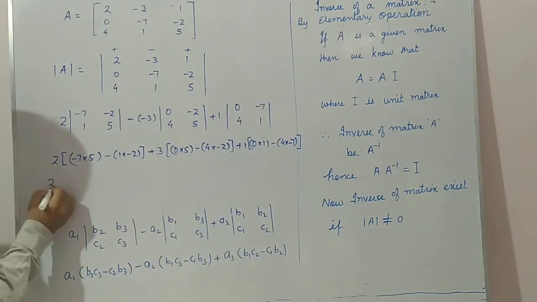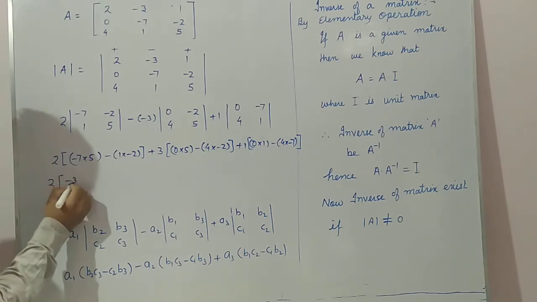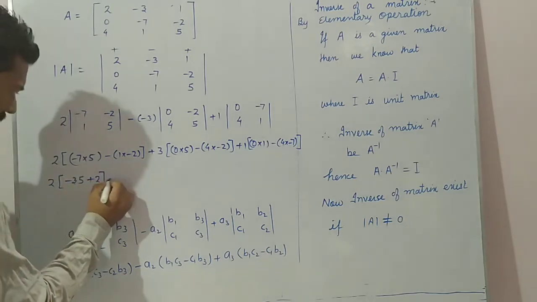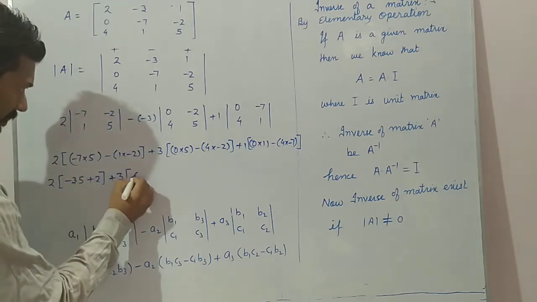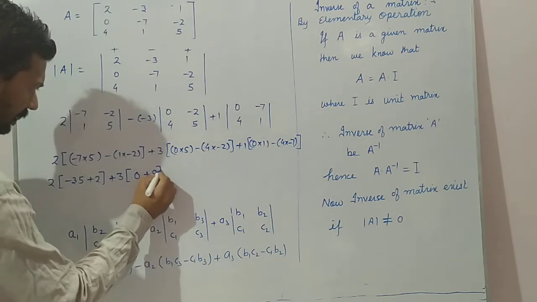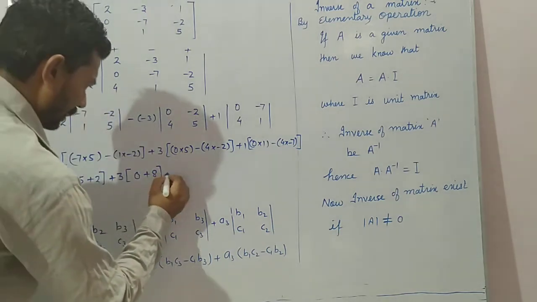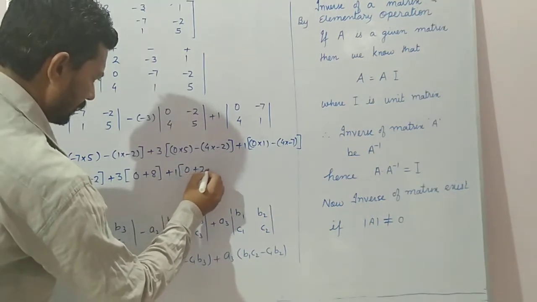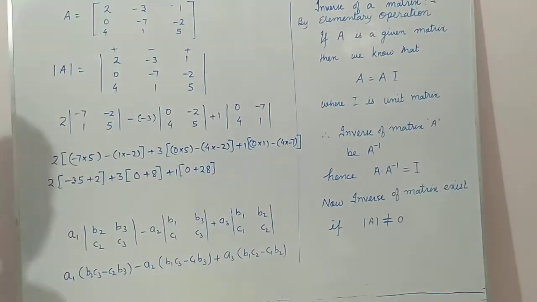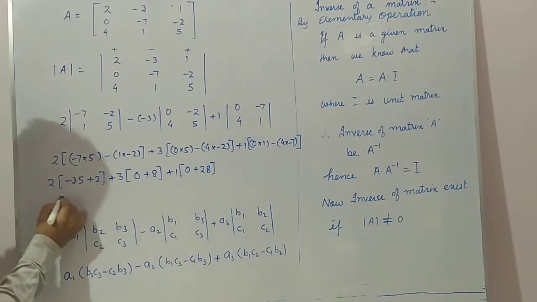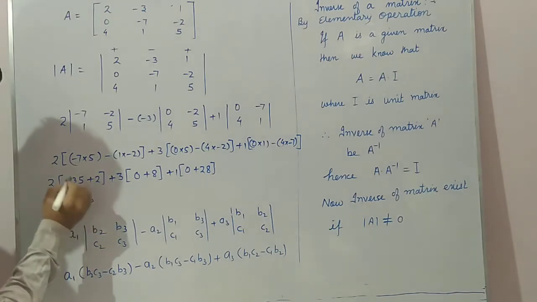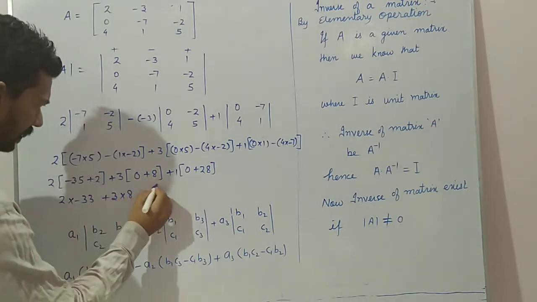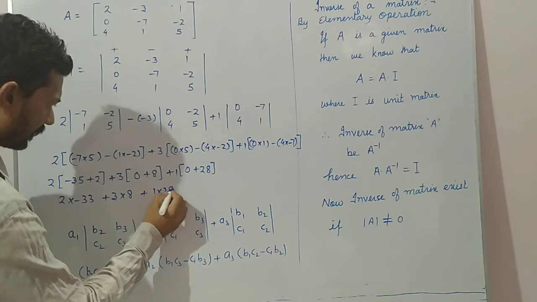So this is 2 minus 35 plus 2 plus 3, this is 0 minus minus plus 8 plus 1 into, this is 0 plus 28. So 2 into minus 33 plus 3 into 8 plus 1 into 28.